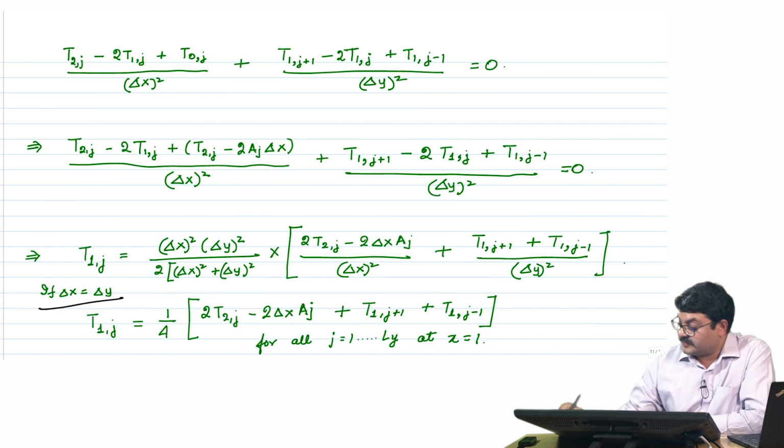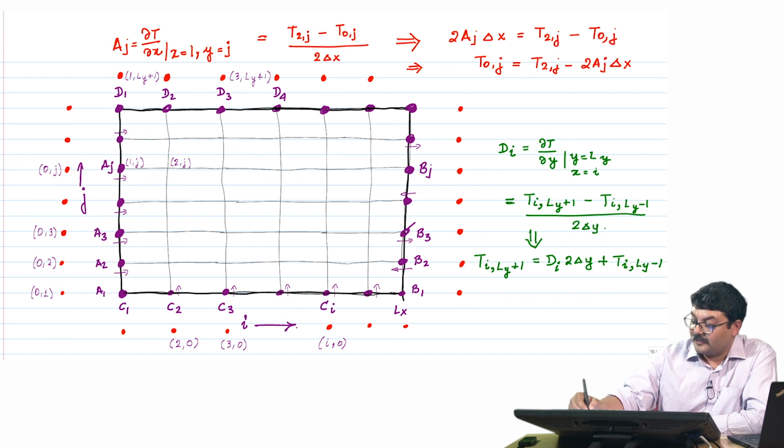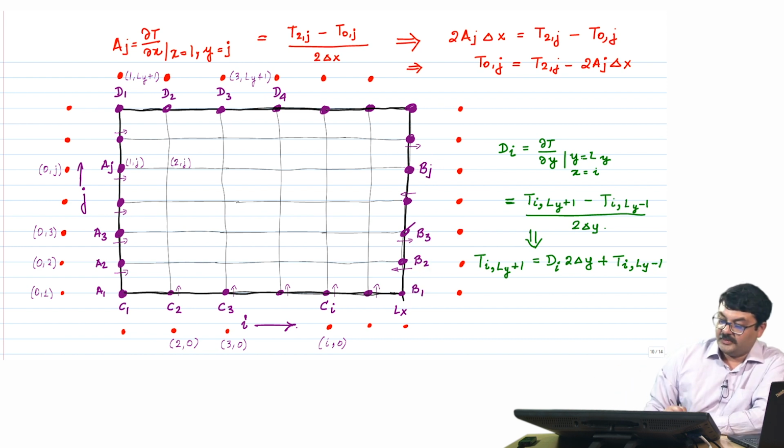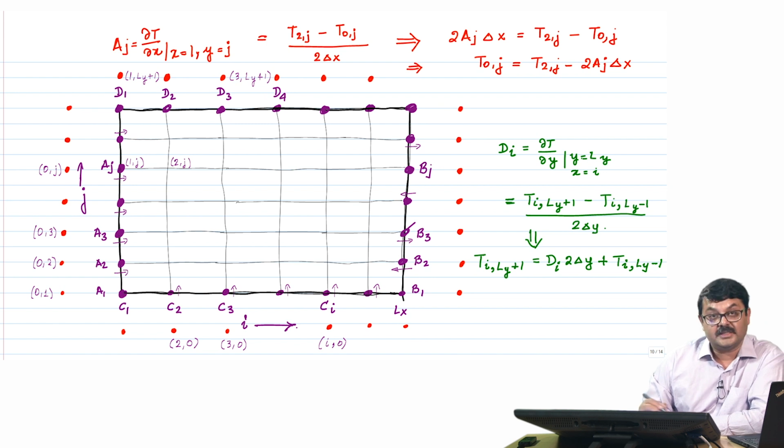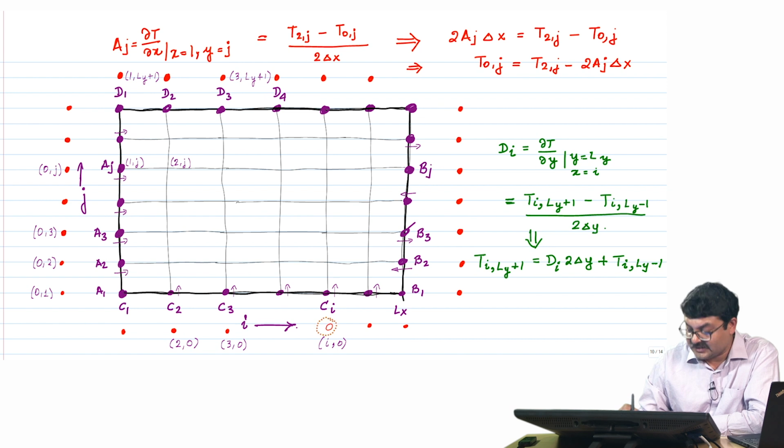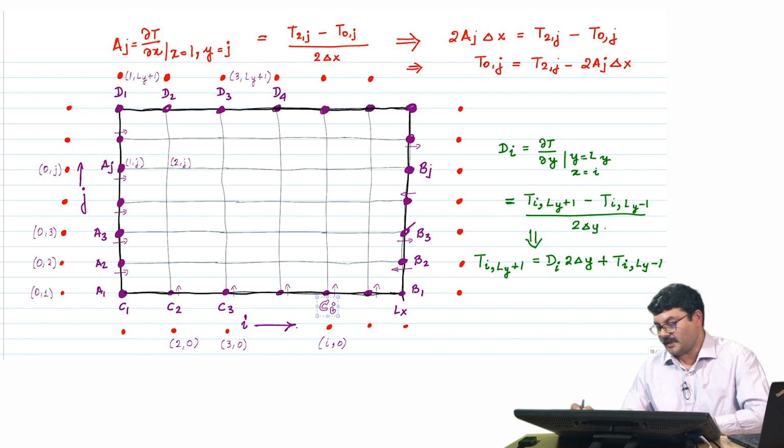So you can do similar things for all the ghost points which are here, which will be b1, b2, b3, bj, and you can similarly write the temperatures for these ghost points, which do not exist but will be there in the expression for the Laplacian, in terms of C1, C2, C3 and in general Ci.